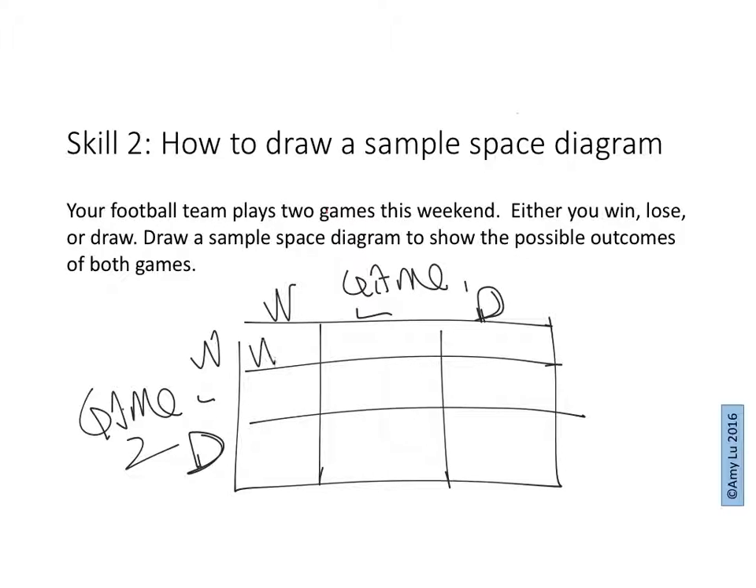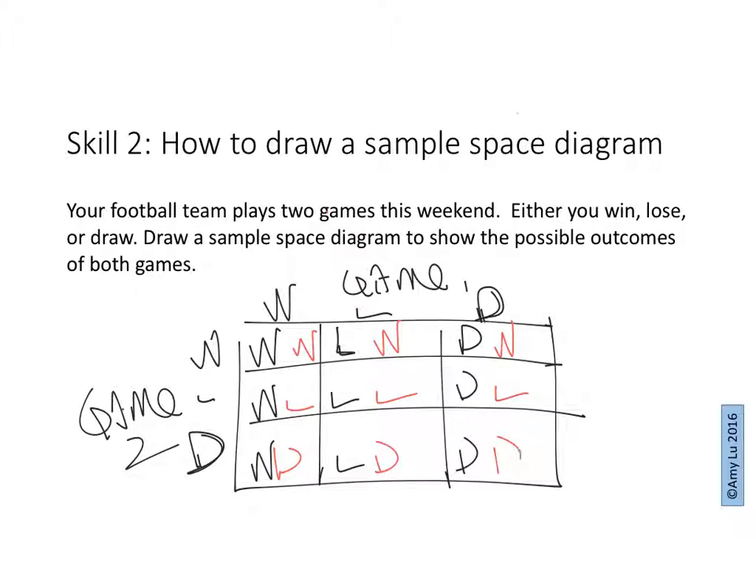Now fill it in. Win, lose, draw. This is for the first game. And then in the second game, either you win all the way across, lose all the way across, or draw all the way across. And so in total, you have 9 different possible outcomes. And there's only a 1 out of 9 chance of winning both.